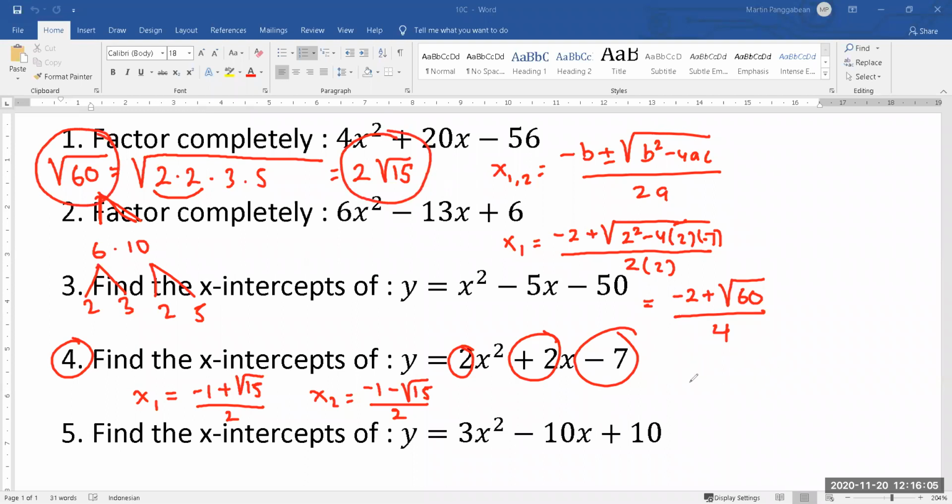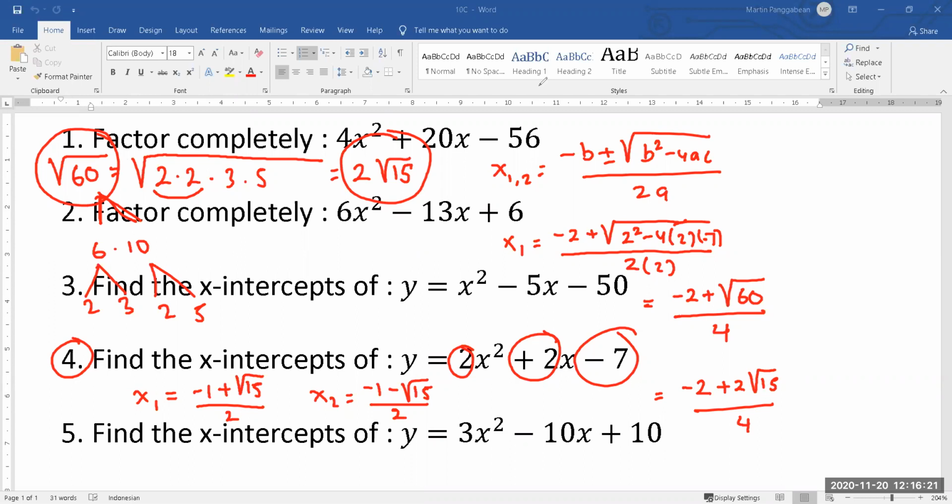Okay. So it is equal to (-2 plus 2 square root of 15) over 4. And this is still not the simplest one. I want you to be careful. You can still simplify it.